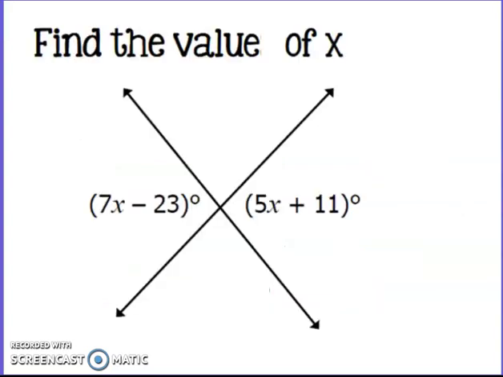Now, when it comes to solving, you need to determine what type of angles you're solving first. And then once you solve it, you need to make sure that you answer the question correctly. If it says solve for X and you solve for X, you're done. But if it asks for an angle and you only solve for X, you need to continue solving.